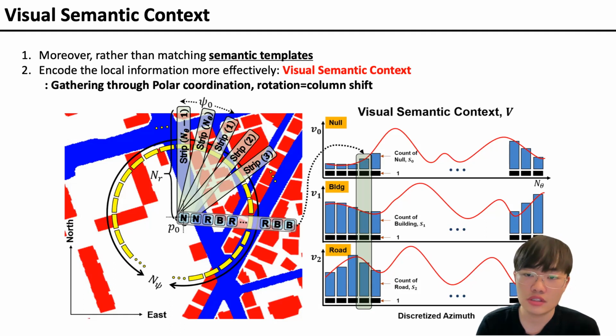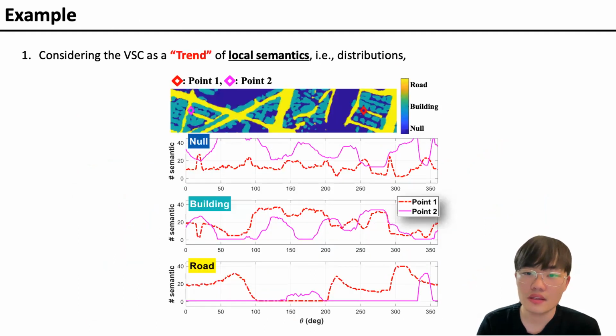Note that the image rotation is equivalent to column shift of a VSC. These are the samples VSCs calculated at different locations. Note they exhibit very different overall trend of the semantic distributions.